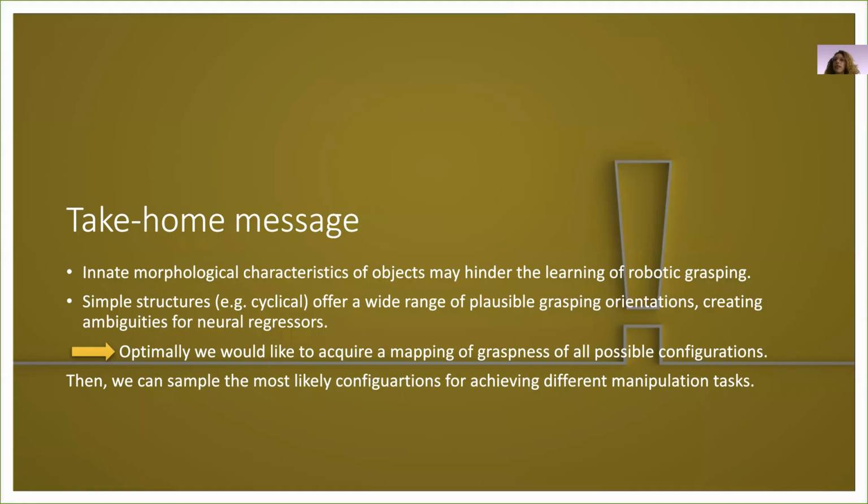And we can say that the innate morphological characteristics of objects may hinder the learning of robotic grasping, and structures like cyclical objects offer a wide range of plausible grasping orientations. We optimally would like to acquire a mapping of graspness of all possible configurations and then sample from the most likely configuration for achieving different manipulation tasks.